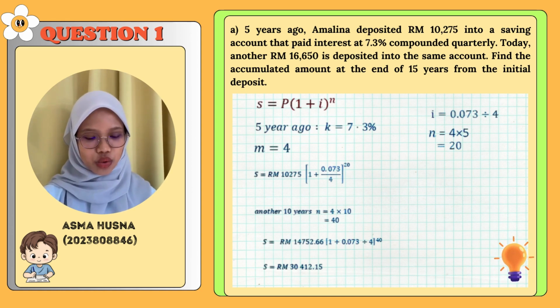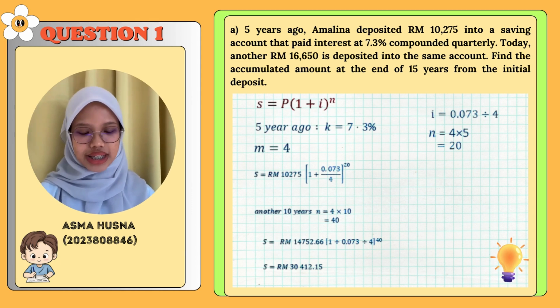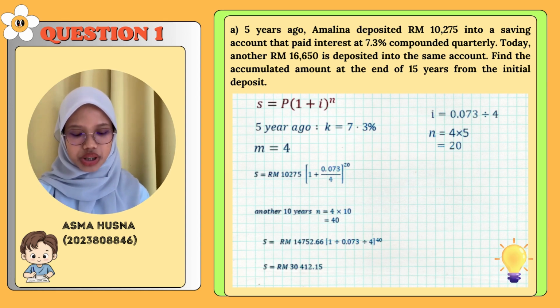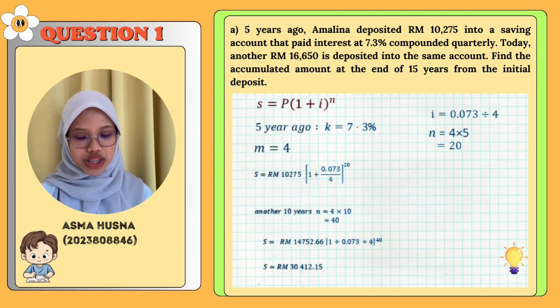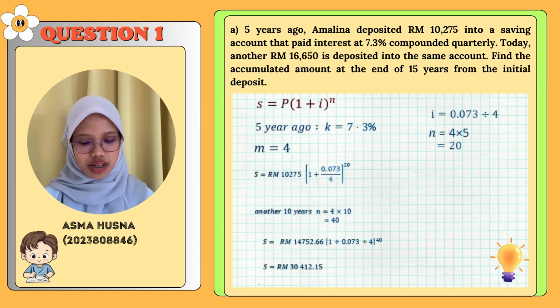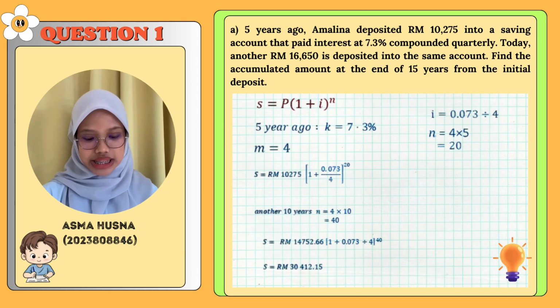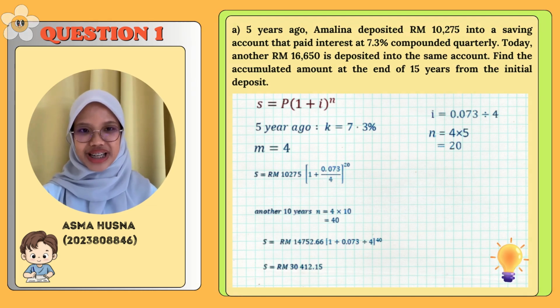So S equals 1075 ringgit multiplied by (1 + 0.073/4) to the power 20. We need to find another 10 years. So N equals 4 multiplied by 10 equals 40. We still use the same formula for another 10 years. Then we got the final answer.